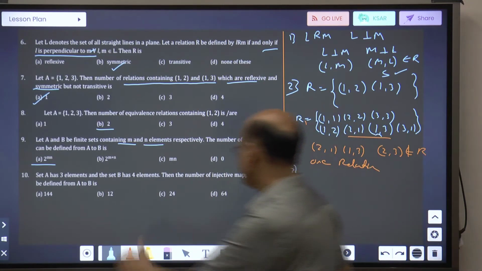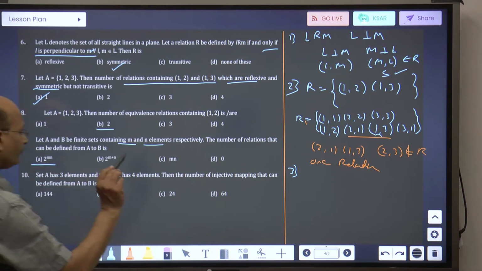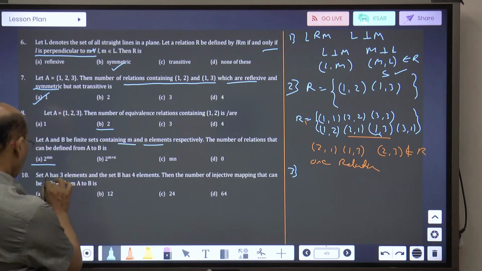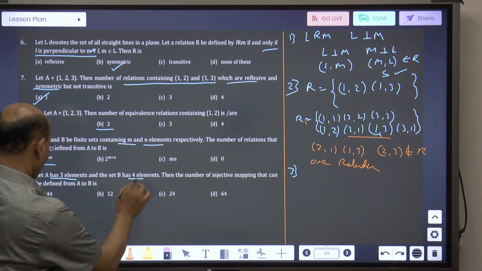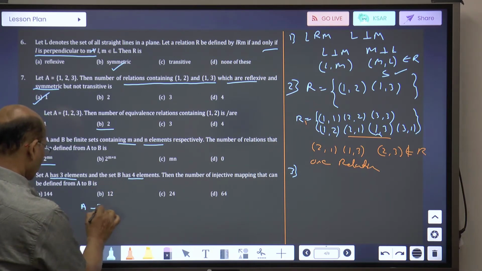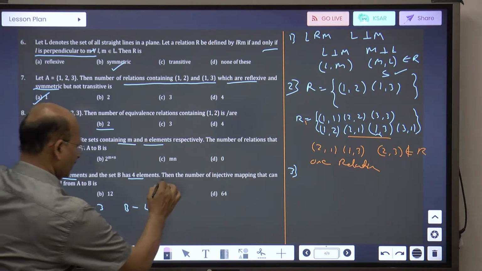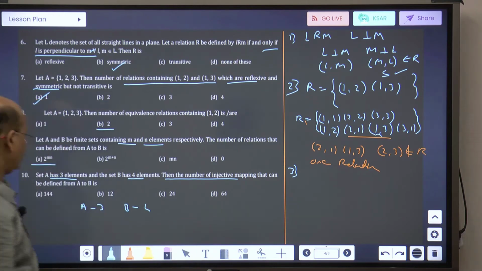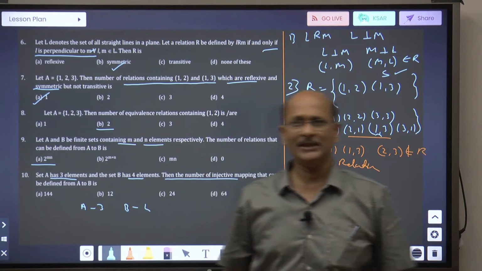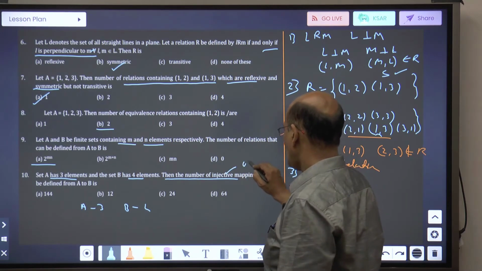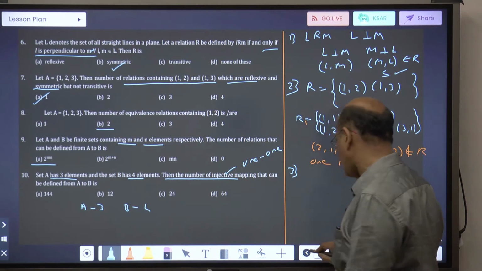Now see, n raised to m. Here set A has 3 elements and set B has 4 elements. Then the number of injective mappings. Injective means one-one function. How many one-one functions can you form? I had given you that also.